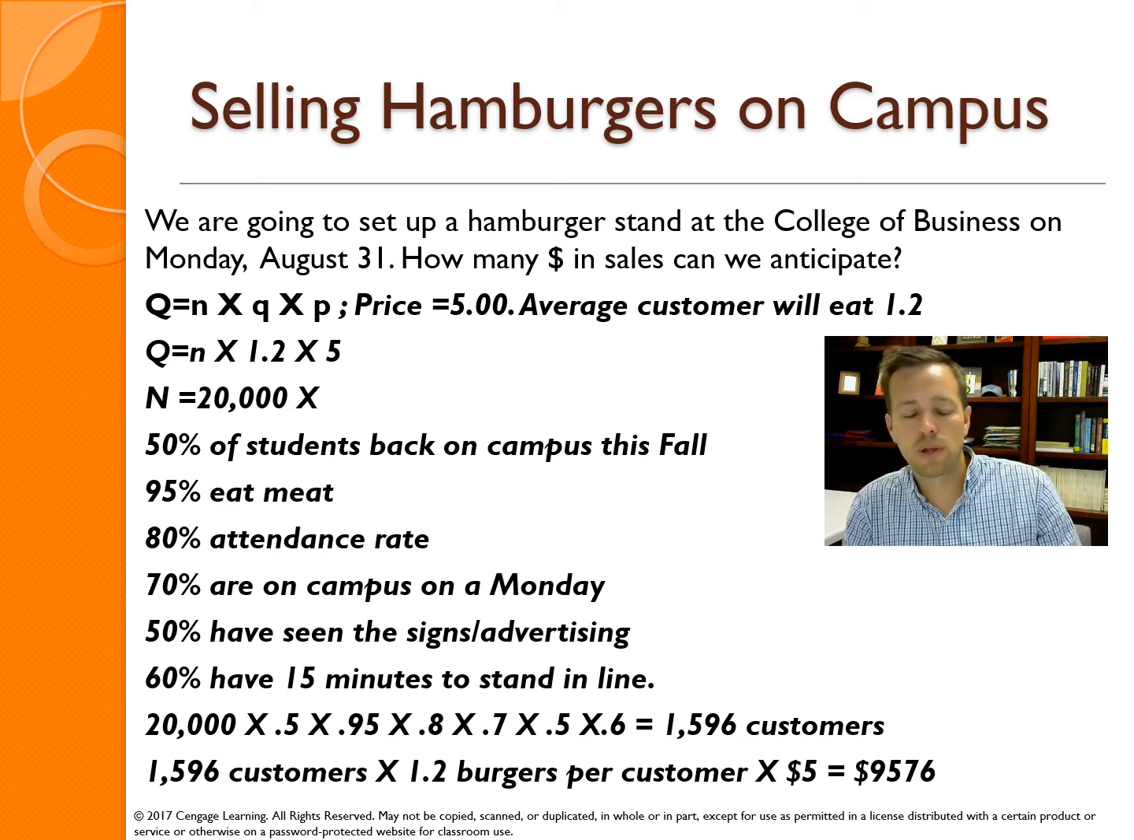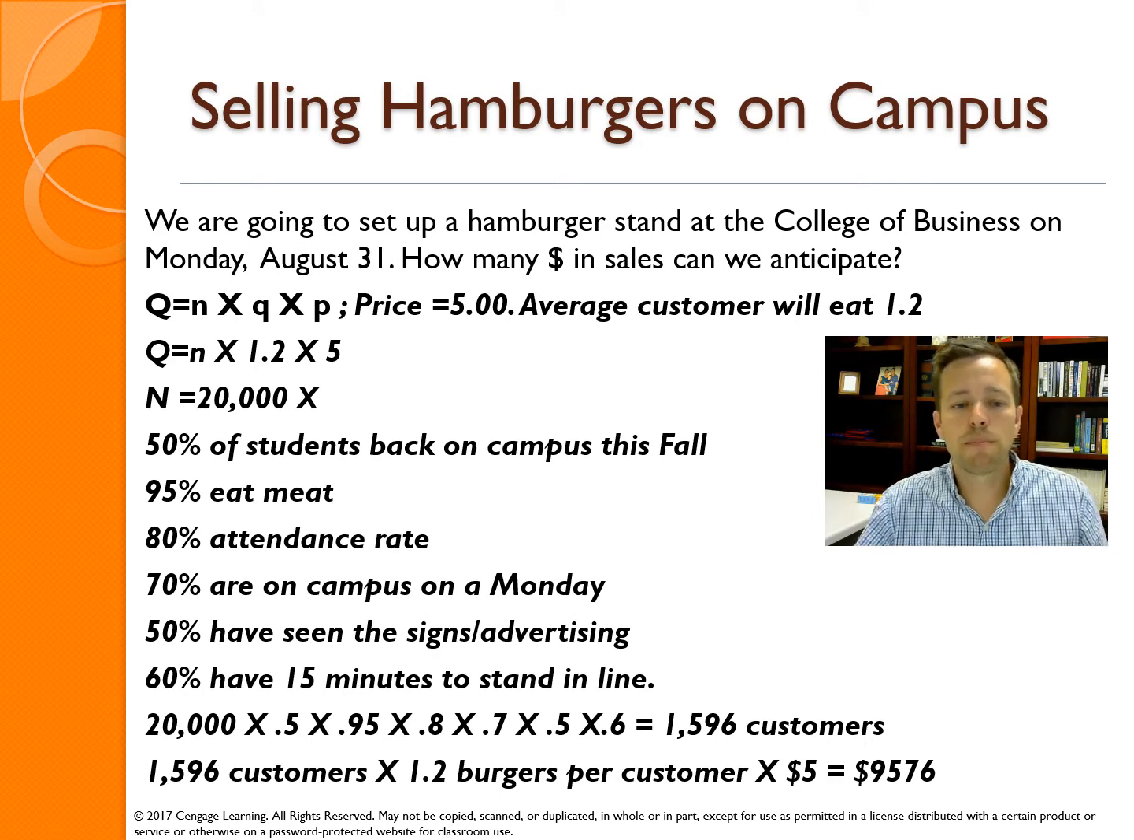And we're going to use our formula, big Q, our total sales, is equal to N, the number of people that we're going to sell to, times Q, the average number of quantity per sale, and P is the price. And we know that our price, we get to set our price. Our price is $5, and our research shows us that the average customer, at least we guess, is going to eat 1.2 hamburgers. All right.